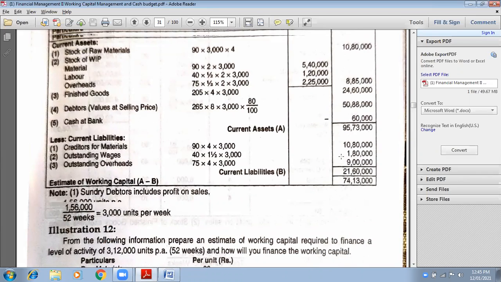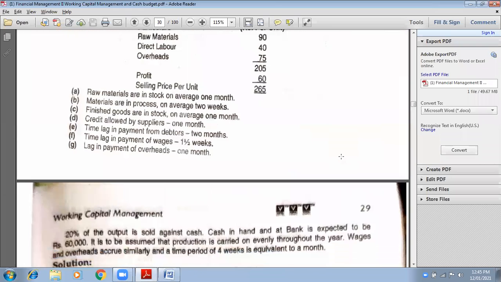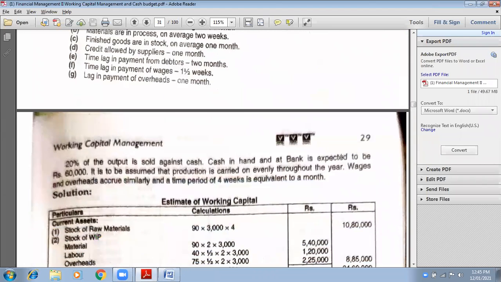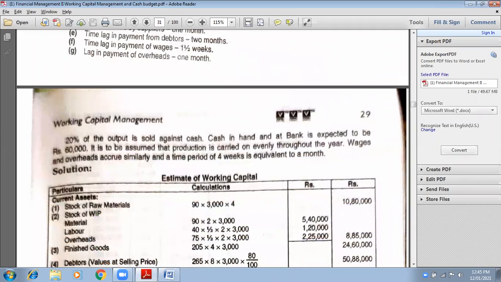Now, after that, we have another statement: 20% of output is sold against cash. This is done. That was related to debtors, and we are done with the debtors. Cash in hand and at bank is expected to be rupees 60,000. Where will it go? It is directly given cash. Current assets, cash at bank. Very good. 60,000, directly to the amount column.